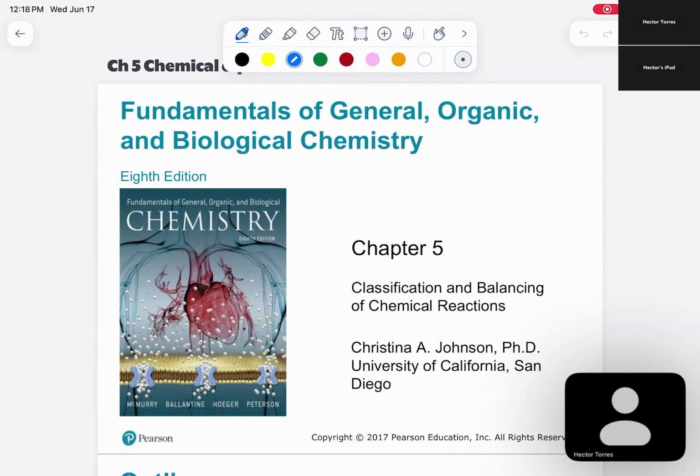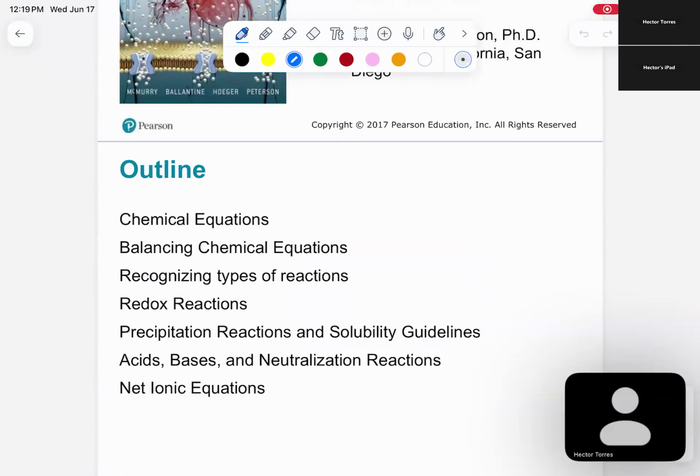Today we're going to cover the material that we missed in class on Tuesday. So we're going to be going over chapter 5. This one has to do with chemical reactions. The outline for this one is we're first going to go over chemical reactions and balancing equations, and then we're going to hit a little bit on recognizing types of reactions. So we're going to cover these 3 sections, and then the other 4 we will go over in class on Thursday.